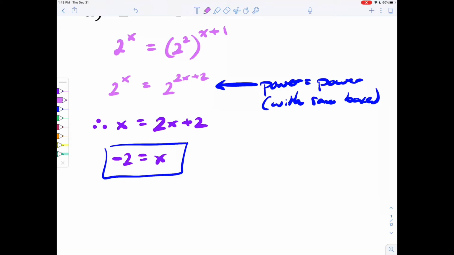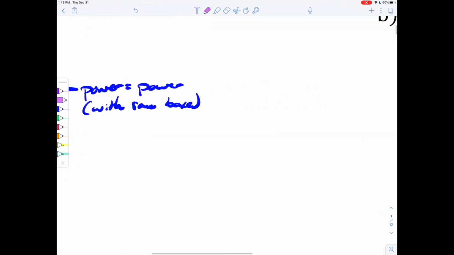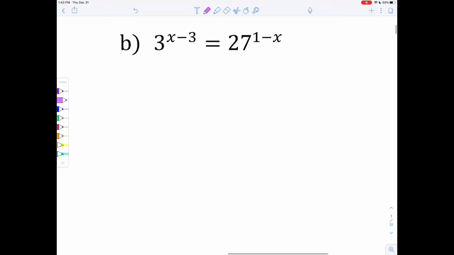I'm of course going to proceed, assuming that you've paused. Alright, 3 to the x minus 3, 27 to the 1 minus x. They can both be expressed as powers of 3. So the left side is already like that. Alright, right side is not. So I'll rewrite 27 as 3 cubed. Simplifying.